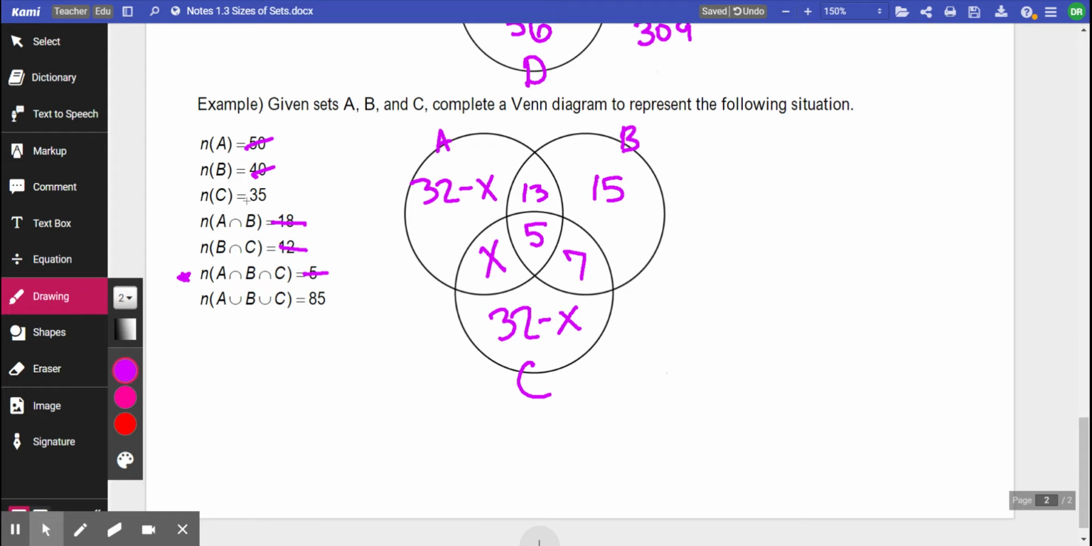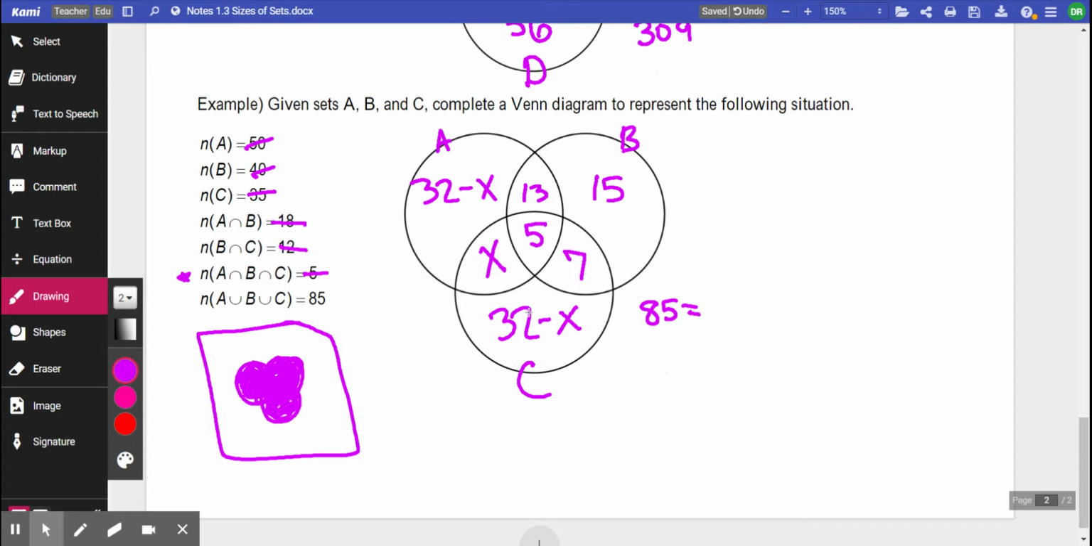This last part is the only other piece of information that we have not used yet. The number in A or B or C. So thinking about that, here's A, here's B, here's C. Drawing this or shading it in, here's all of circle A. Here's all of circle B. Here's all of circle C. So union means we get to keep all of our shading. We're not looking for the overlap, we get to keep it all. So everywhere where we just placed either a number or a variable, that's what this is describing. And this is saying that they add up to 85. So now we get to make a big equation. We get to say 85 is equal to the sum of all of these.